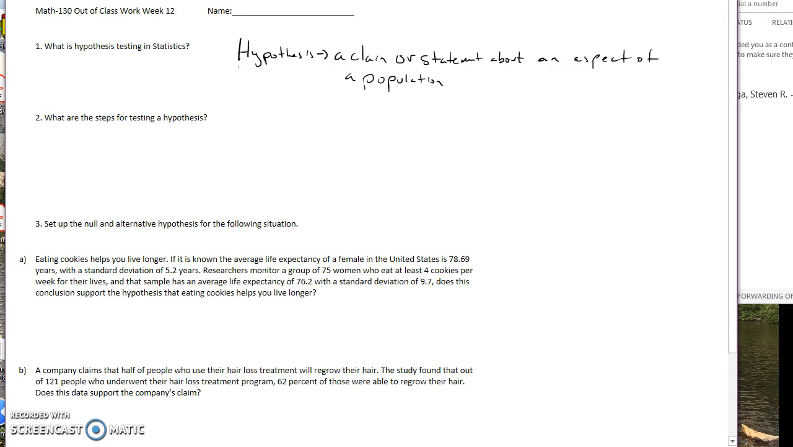So if a hypothesis is a claim or statement about an aspect of a population, a hypothesis test is a procedure for testing a claim about a hypothesis. So hypothesis testing is a procedure to test the claim about a hypothesis.